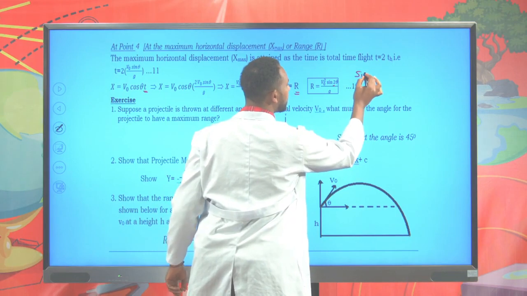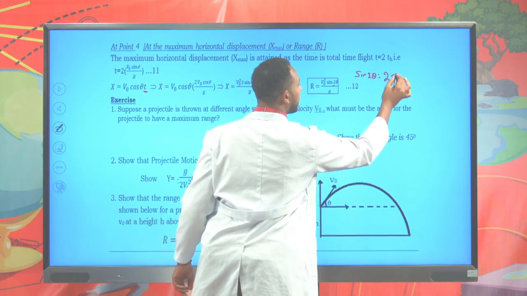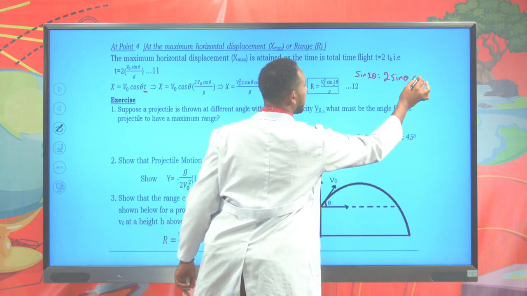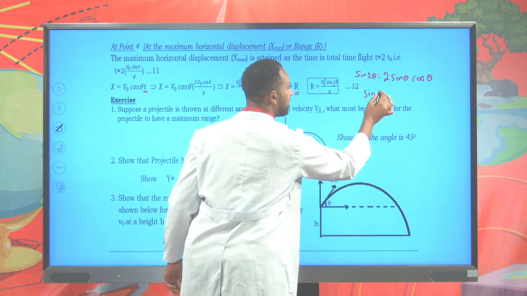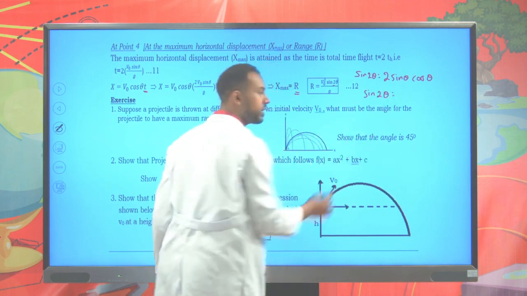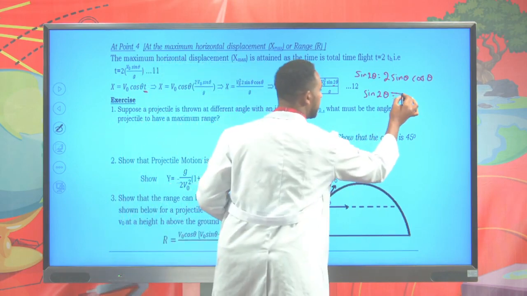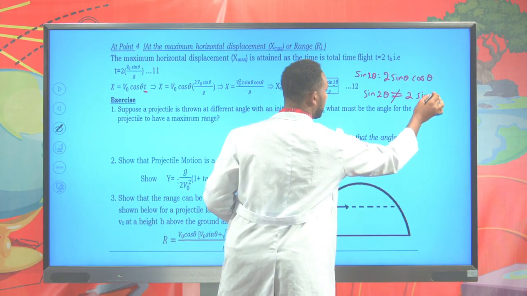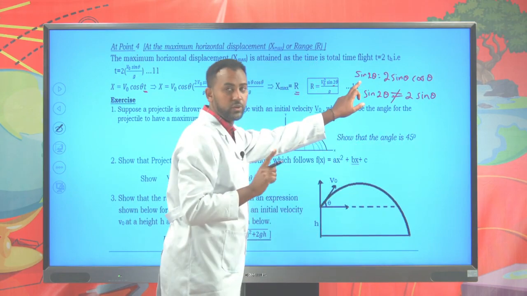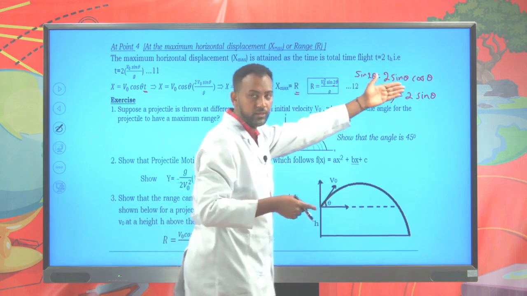From your trigonometric concept, sine 2 theta means twice sine theta cos theta. This should be the way. Sine 2 theta doesn't mean twice sine theta. It is not the same as twice sine theta. These are not equal. So whenever you are calculating, note that sine 2 theta means twice sine theta and cos theta.